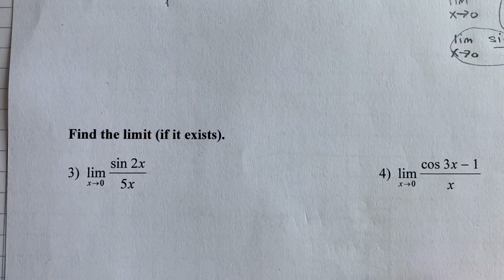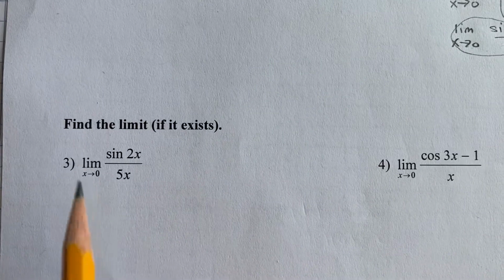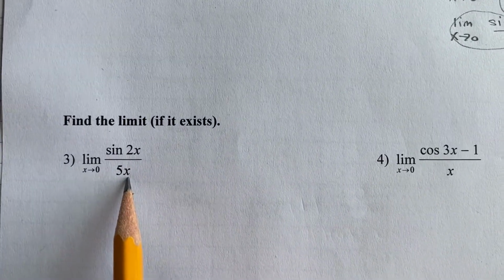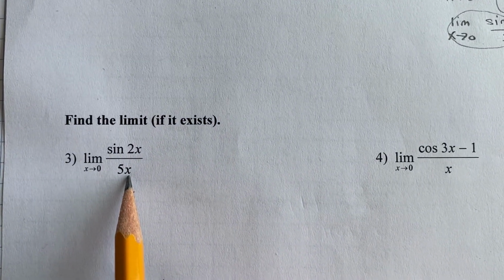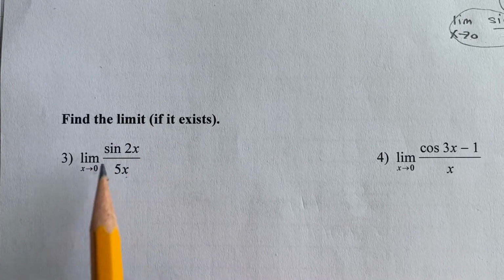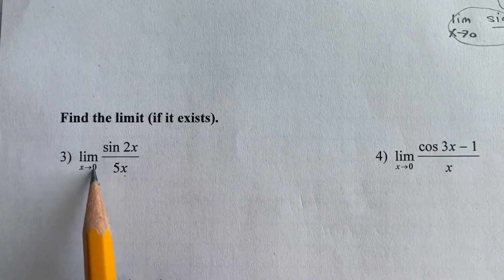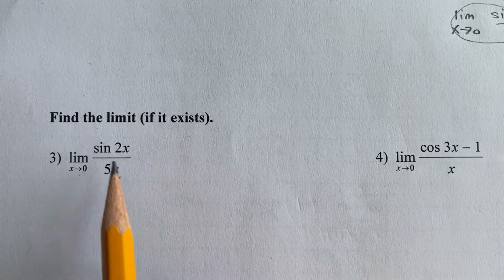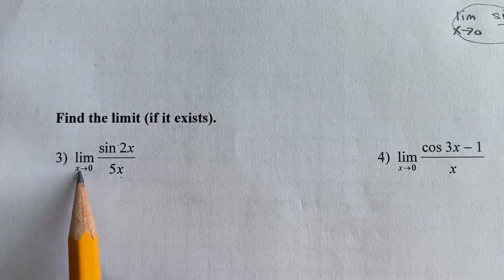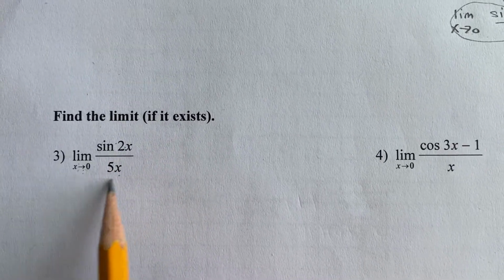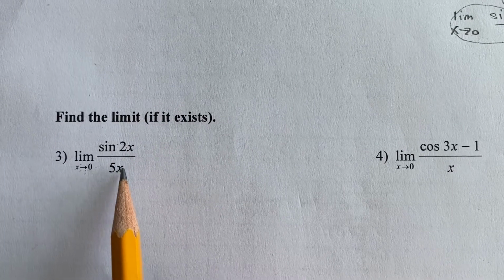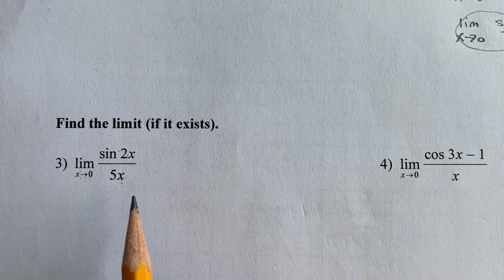Let's take a look at this first one here: the limit as x approaches 0 of sine of 2x over 5x. The goal right here is to use one of our theorems to manipulate this. If you do it in your head by direct substitution, always do that first step, sine of 0 is 0, 5 times 0 is 0, so 0 over 0 is an indeterminate form.